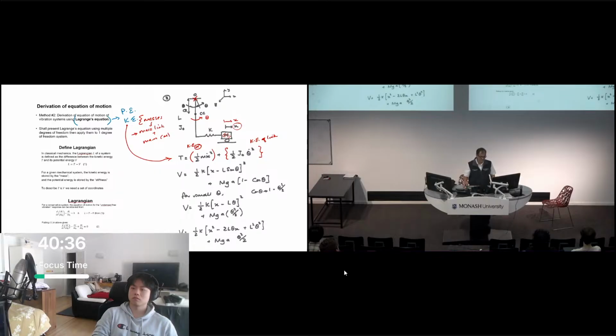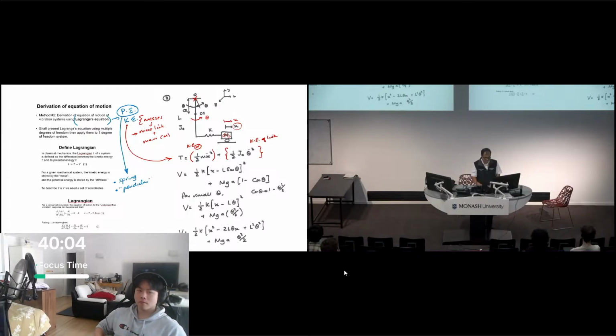Now the next thing is I will need to write the potential energy. And as we said previously, the potential energy will be stored by springs, and because this bar is like a pendulum, then the mass m will also be able to store potential energy.